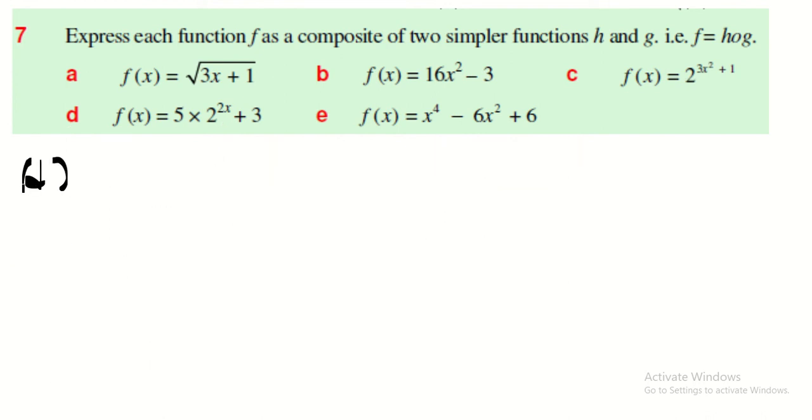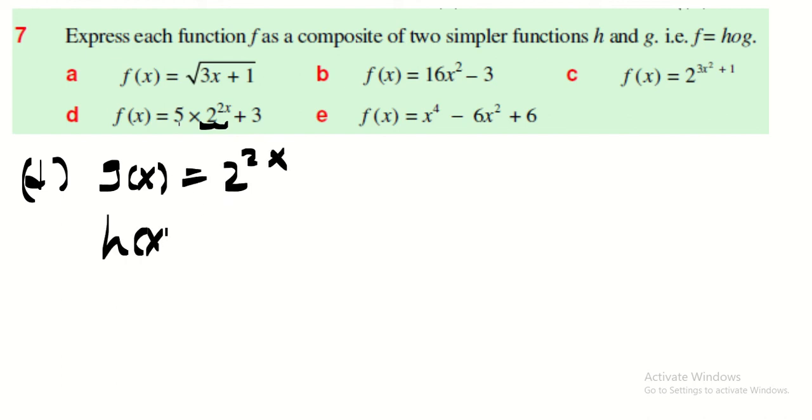D. What is a linear function? 5x plus, you can consider this one as x. 5x plus 3. But what is the inner one? The inner one is to the power of x. So I can take g of x is equal to the power of 2x. What about h of x? H of x, I can say it is the same as 5x plus 3, because in place of x, we can replace this.